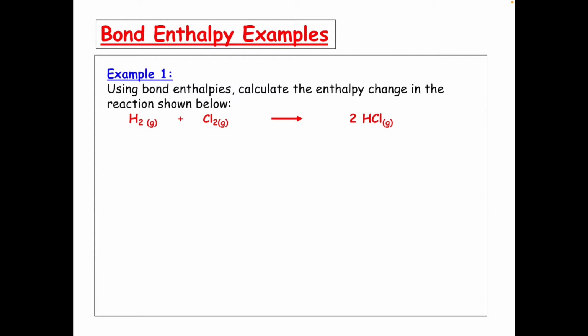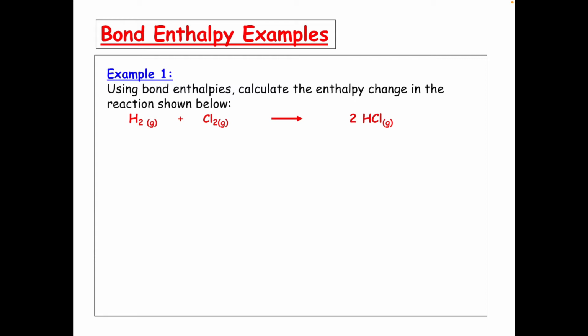The second thing I would do is write out all the bonds and write how many of those bonds you have. Then I would write down the bond enthalpies that you find from page 10 of the data booklet, and then calculate the total energy involved in making and breaking those bonds. And then I'm going to show you a wee equation to work out how you find the enthalpy change. So let's go through this together.